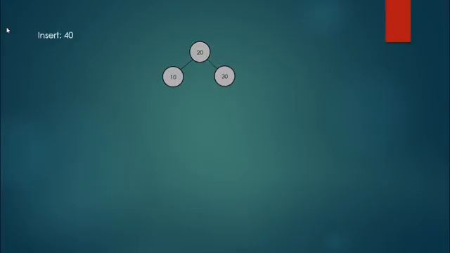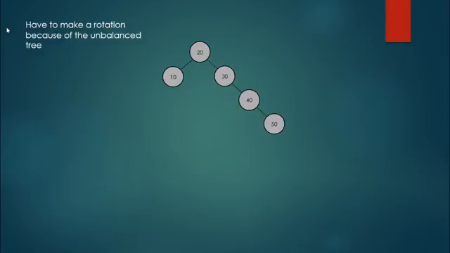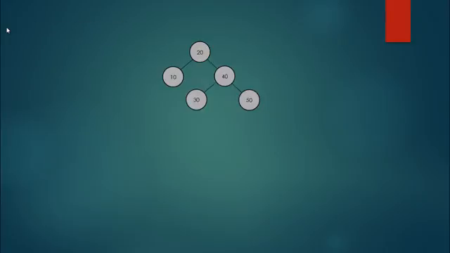Then we want to insert a 40. It's greater than 20, it's greater than 30, so it's going to be the right child of 30. We insert 50, it's greater than 20, it's greater than 30, it's greater than 40, so it's going to be the right child of 40. And we have to make rotations, we have to make a left rotation on 30, and it's going to make our tree balanced.